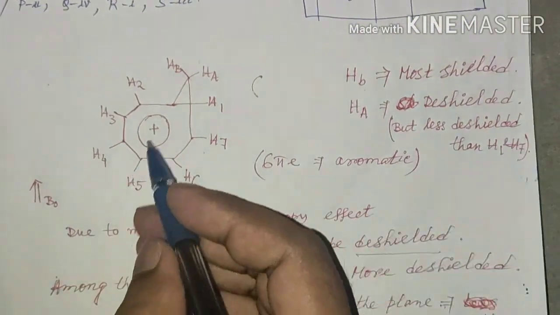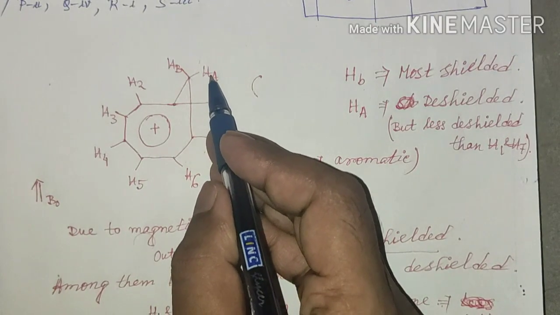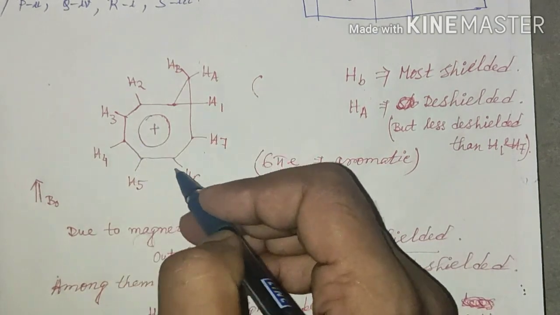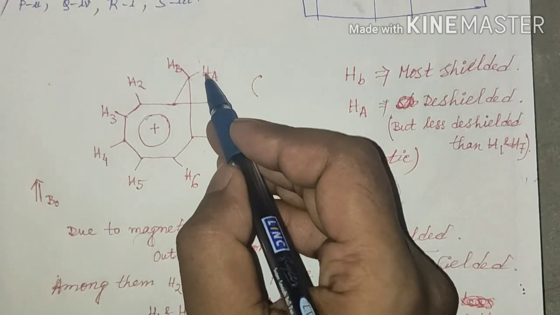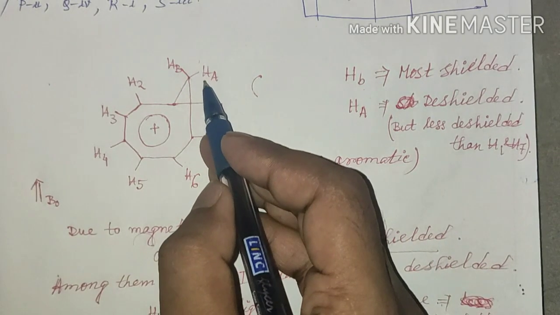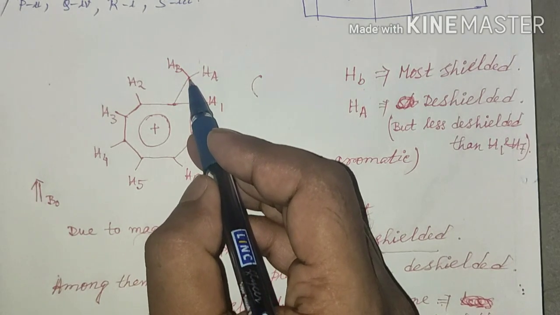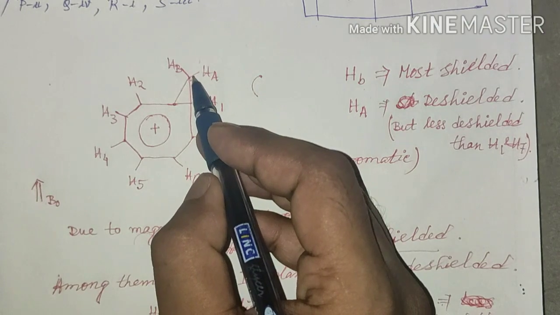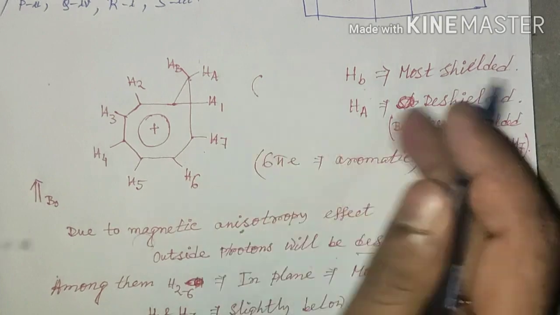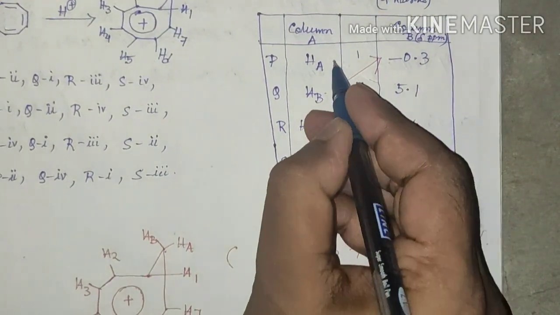Now from among the others, since Ha is outside the ring, it will feel the magnetic anisotropic effect and it will be downfield since it is deshielded, but it is attached to an sp3 centered carbon atom, so the delta value will be somewhat upfield than the remaining. So for Ha it should be 5.1.